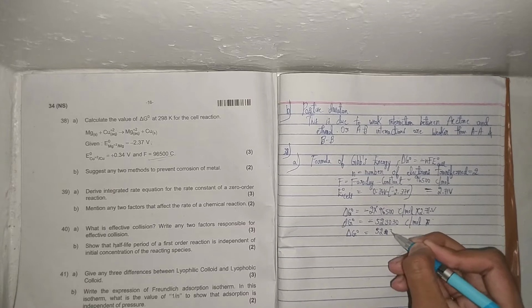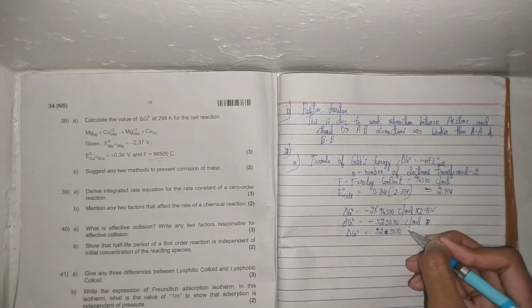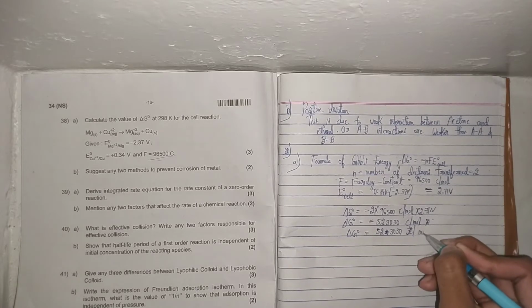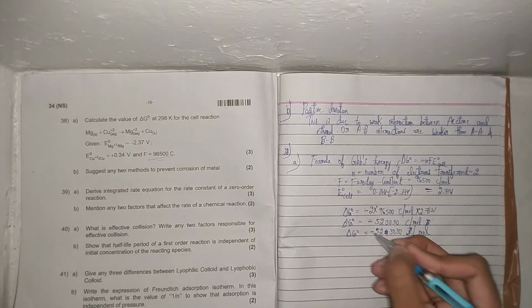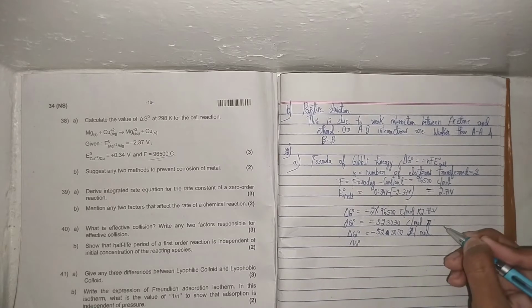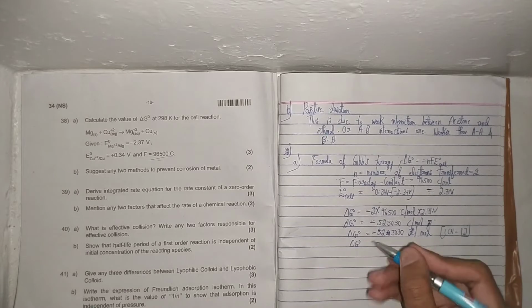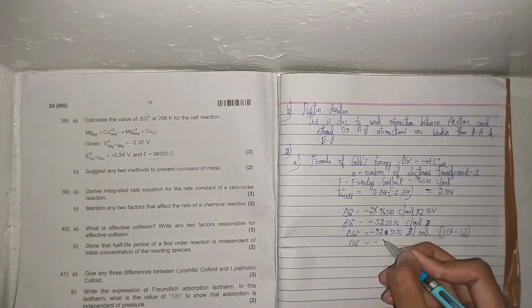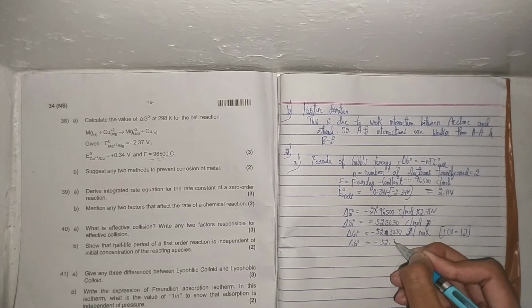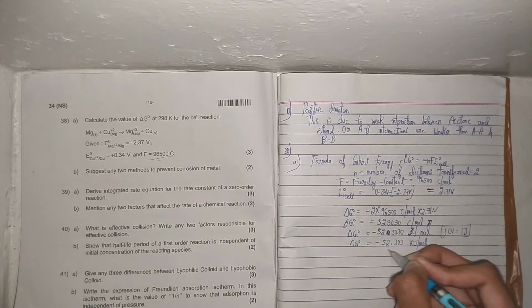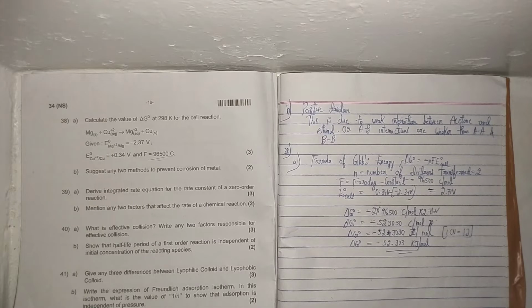So finally, delta G naught is equal to minus 523030 joule per mole. Here 1 CV is equal to 1 joule, so therefore it will be minus 523.03 kilojoule per mole. This is the answer we get. So this is the answer for question number 38A. So the A question we have done.